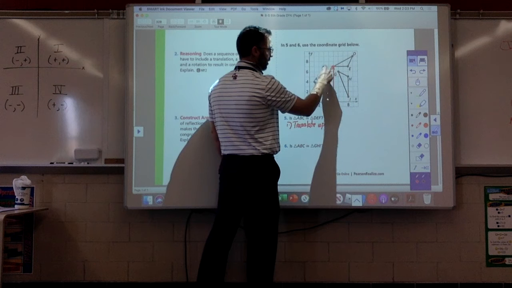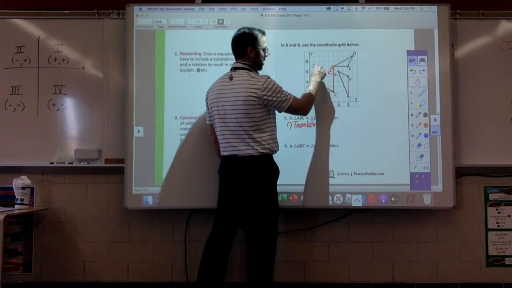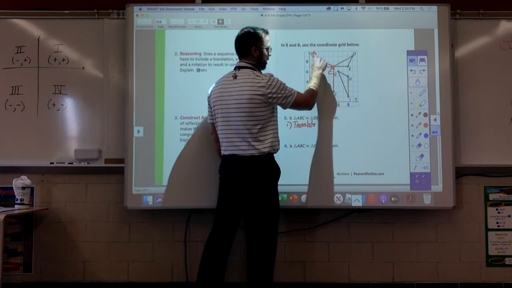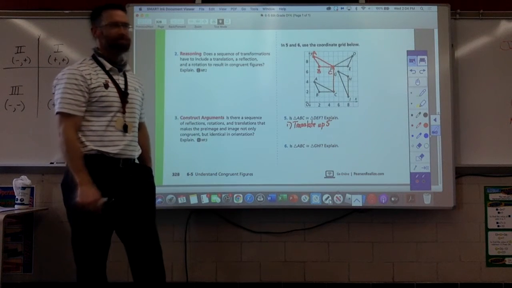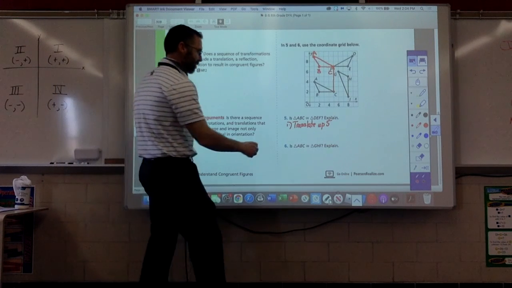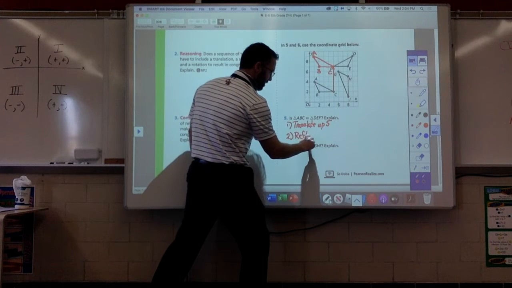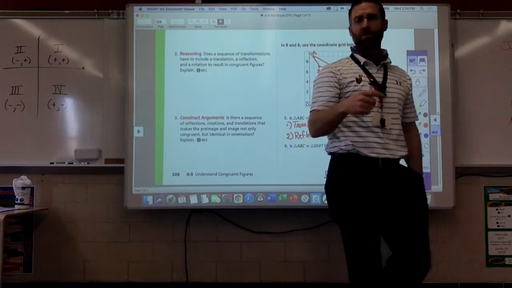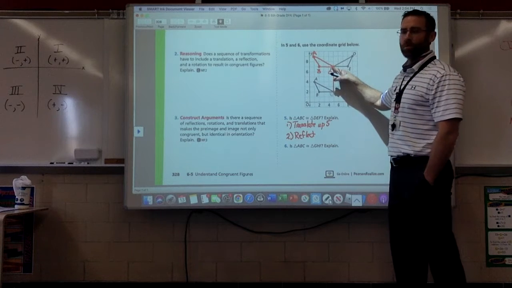Let's see, point B would be 3 units to the left of point C, and point A would be left 1 and up 2 from point B. So now we have our shape like so. This sure looks like some type of reflection because the orientation of that shape has changed. So let's reflect. Now, what line are we going to reflect on? I don't want point C or point F to move.